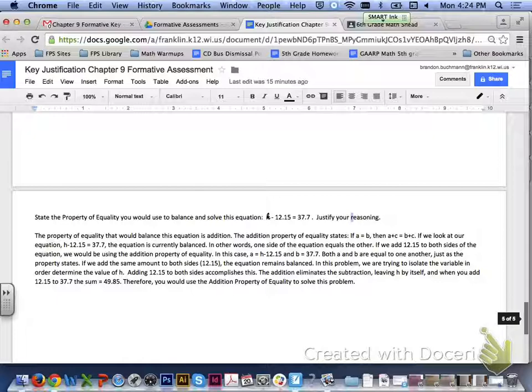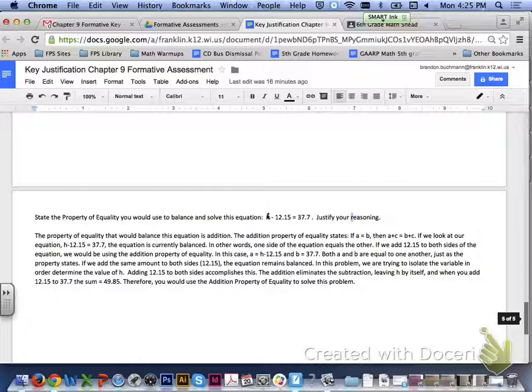In this problem, we are trying to isolate the variable in order to determine the value of h. Adding 12 and 1500ths to both sides accomplishes this. The addition eliminates the subtraction, leaving h by itself, and when you add 12 and 1500ths to 37 and 7/10, the sum equals 49 and 8500ths. Therefore, you would use the addition property of equality to solve this problem. Right, so those are two equality justifications.